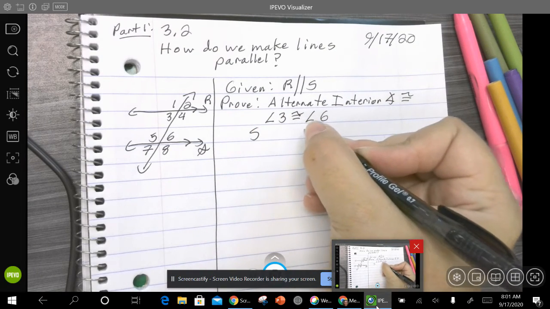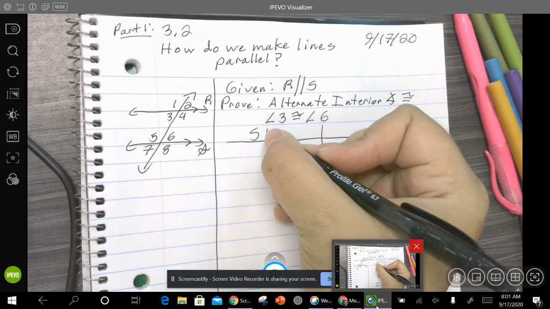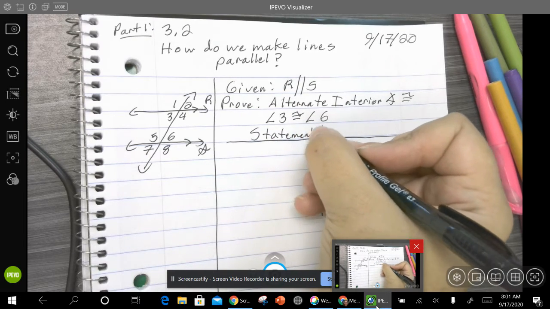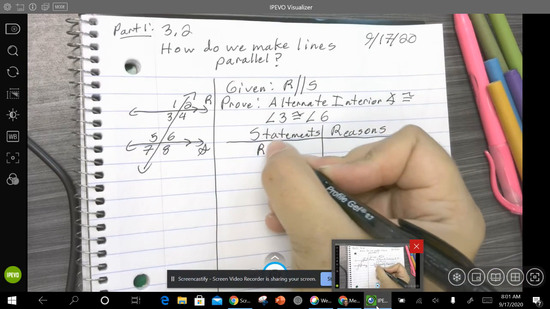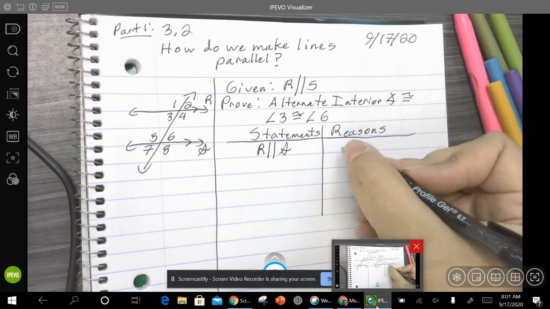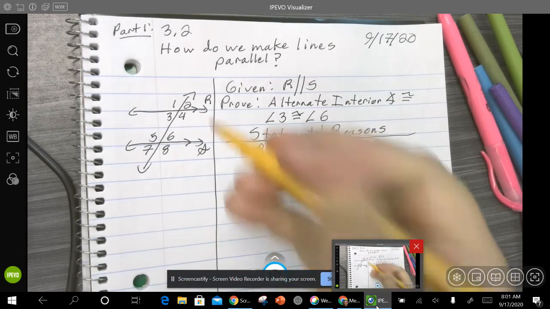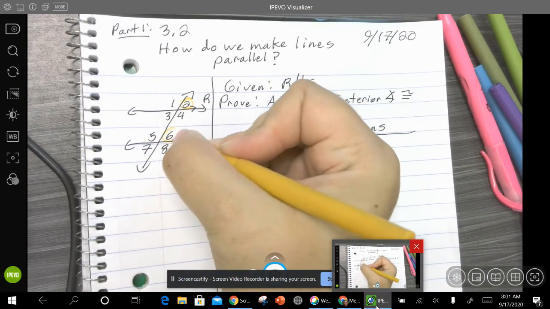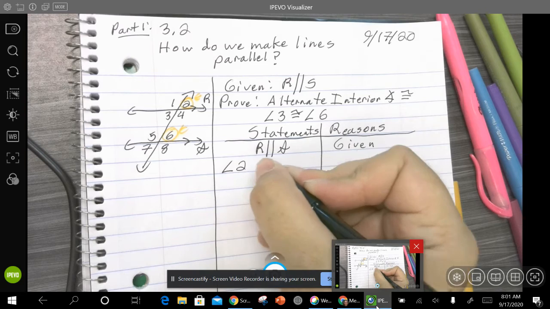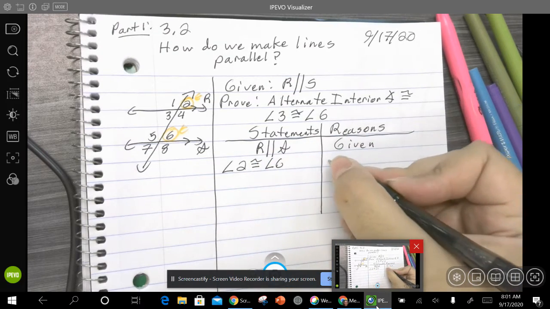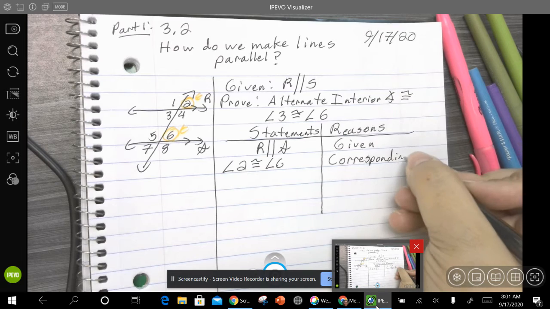If we're going to do a 2-column proof, we're going to have our statements and our reasons. And you can just do an S for statements, and then R for reasons. We always start with our given, so line R is congruent to S, and that's our given. Since we know that they are congruent, that means that our corresponding angles, angle 2 and 6, are congruent. So angle 2 is congruent to angle 6, and that's by our corresponding angle theorem.